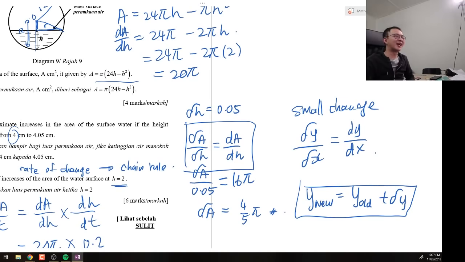Motion along a straight line, yes. Right now, actually, they do come out in Paper 1. But in Paper 1, normally motion along a straight line is only a few marks.